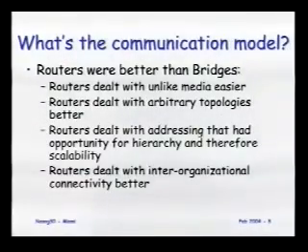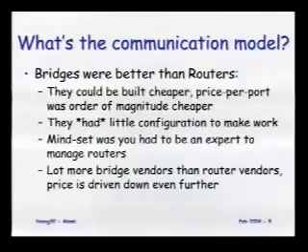Routers dealt with interorganizational connectivity much better. From a bridge's point of view, a port on my box is a port on my box. I don't treat it or distinguish it differently than any other port, where routers can. You can use demarcation points and say this is a boundary to another organization. I want to do route filtering, or I want to run an inter-AS routing protocol.